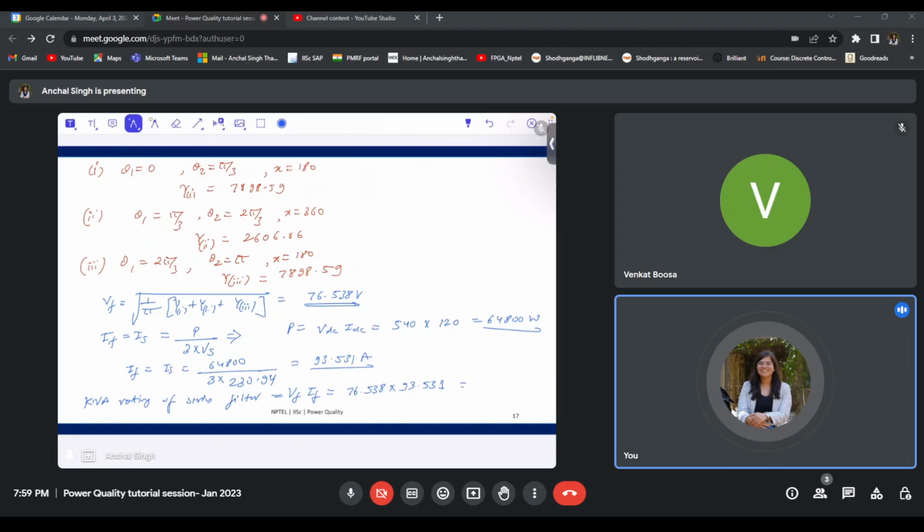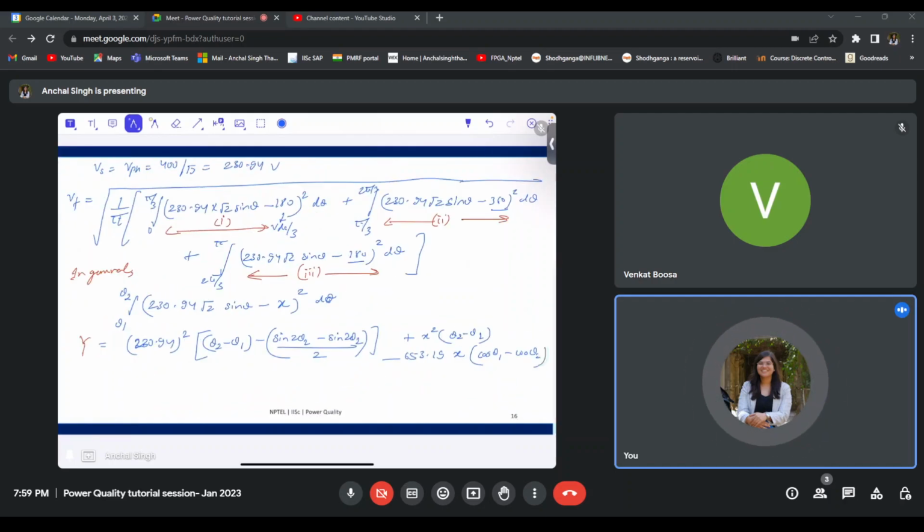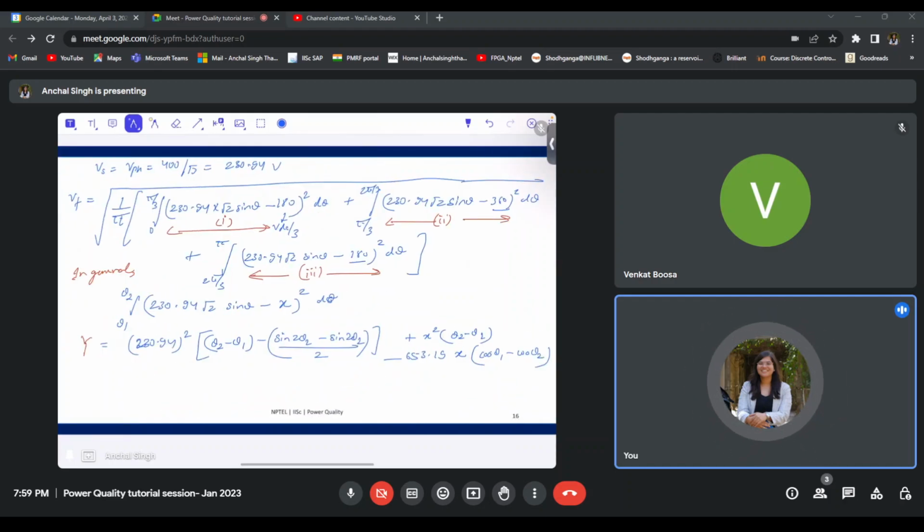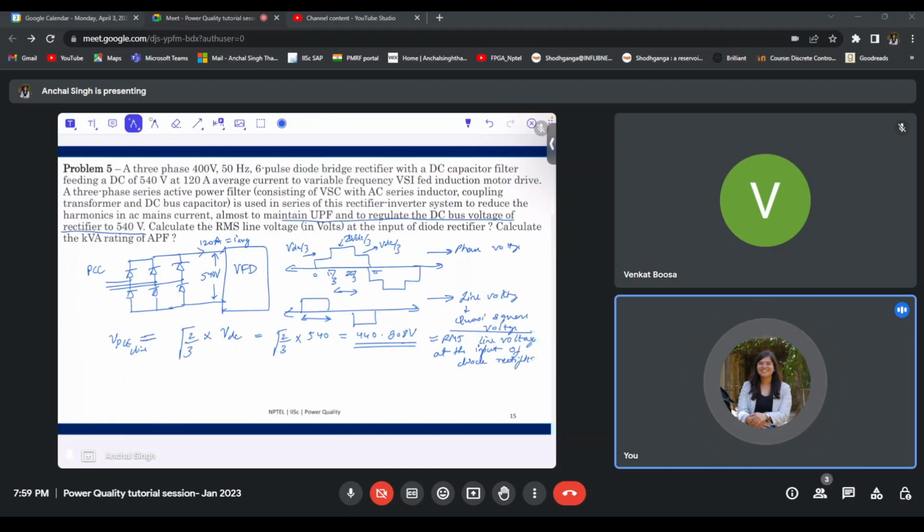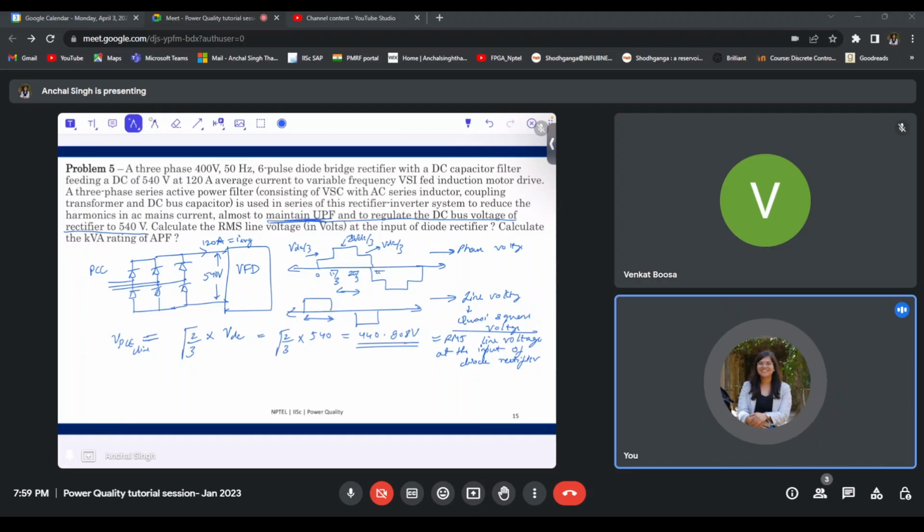So this kVA rating comes out to be 21.474 kVA. This is how we can find the kVA rating. This particular derivation has been used in many equations. It's a lengthy derivation, but it's straightforward. So if you're able to solve this, you can practice this numerical and find the values. So maintain unity, it was given here, right? Maintain unity power factor.